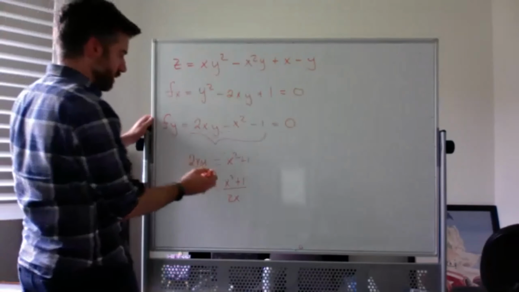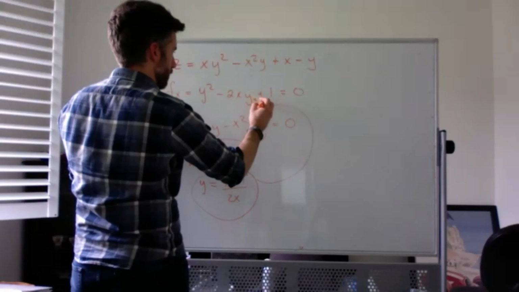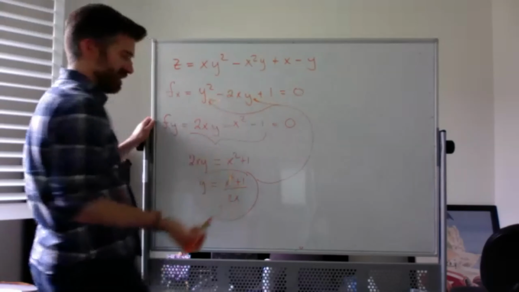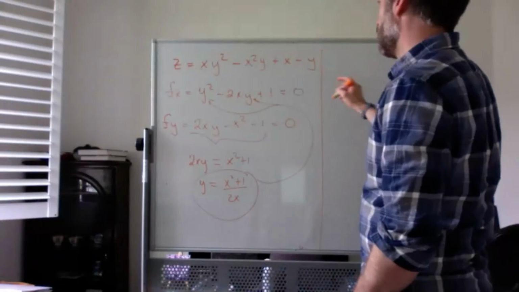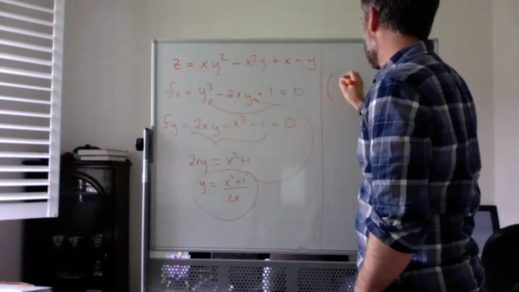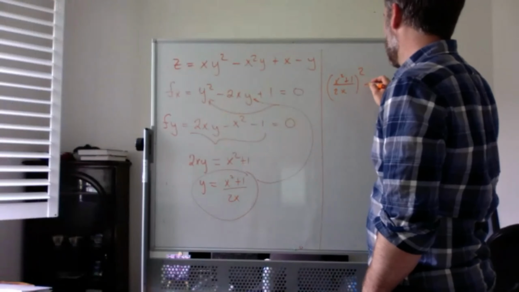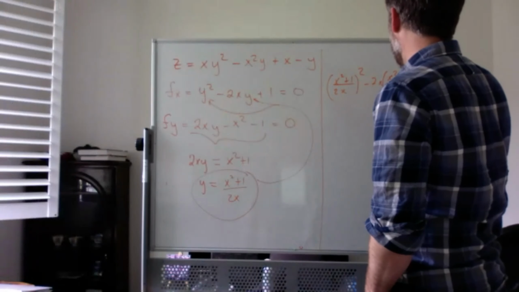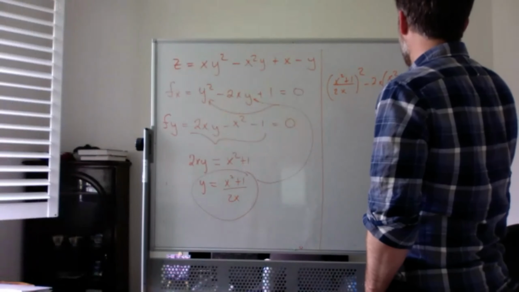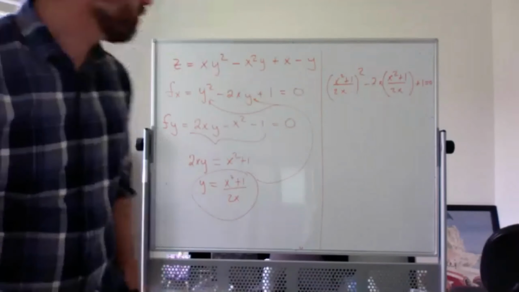So then we're just going to plug this in for our y's in the other equation. So right there and right there. And it's going to get a little bit messy. So y squared, that's going to be x squared plus 1 over 2x squared, minus 2x times y, which is x squared plus 1 over 2x, plus 1 equal to 0. Yeah, that's messy. Okay, that's fine though.